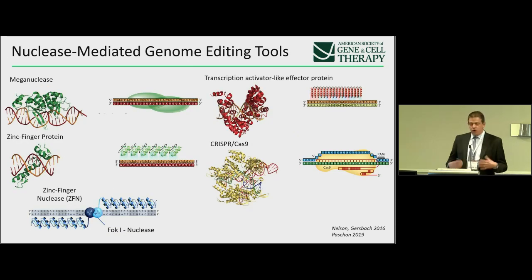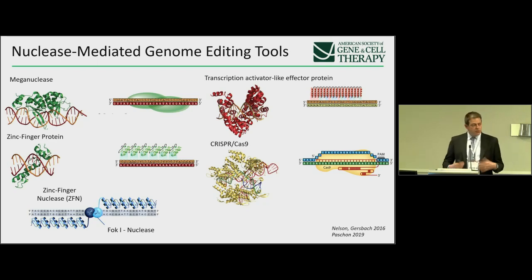So these are the 4 major platforms you will encounter at this meeting. Meganucleases, which are the oldest one, with I-CreI, popularized by Maria Jasin. Then we have zinc finger proteins, which are naturally occurring transcription factors, which you can engineer in long arrays to bind specific DNA sequences. And you can then combine them in a dimer with a FokI nuclease in the middle, that introduces a double-strand break because the nuclease is guided by the zinc finger proteins.